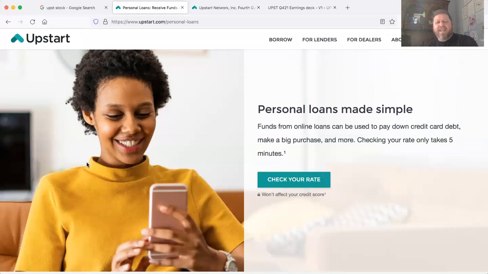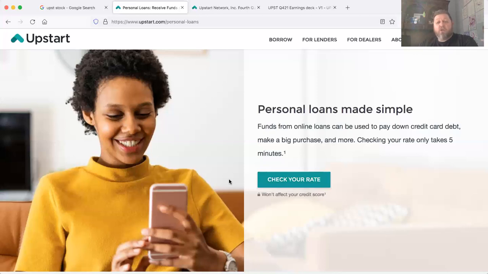But again, I couldn't find a single reference in their earnings report to what people were actually paying. And it's really interesting, because through all of this, it seems like these are things that should be really obvious to anyone. Now, I can obviously go in here and do things like check your rate. Essentially what happens, it's almost like a soft credit score.